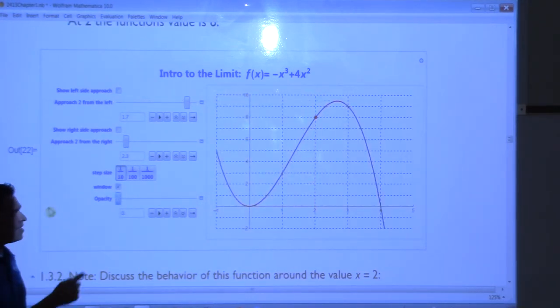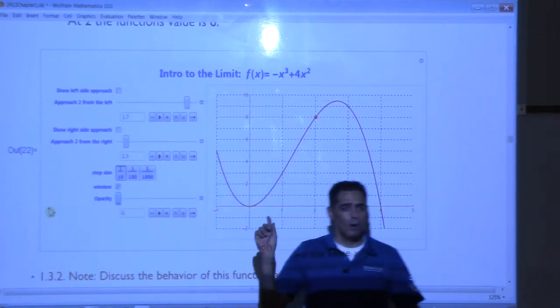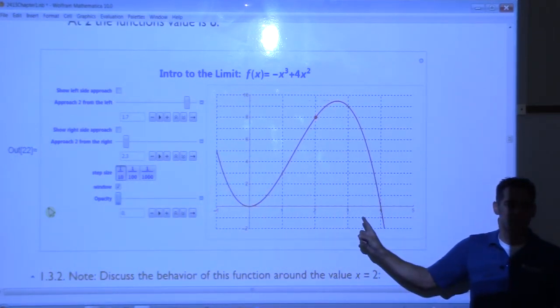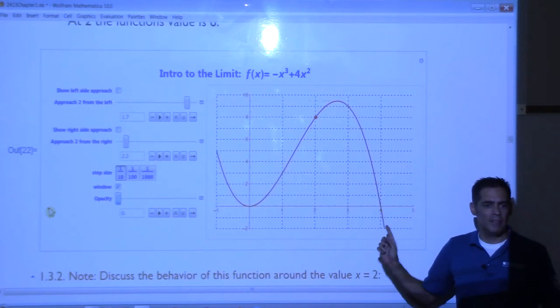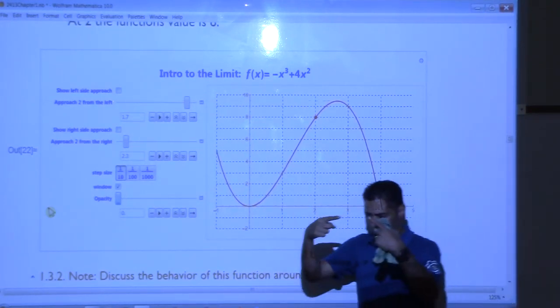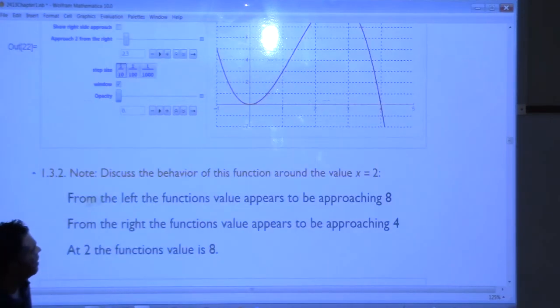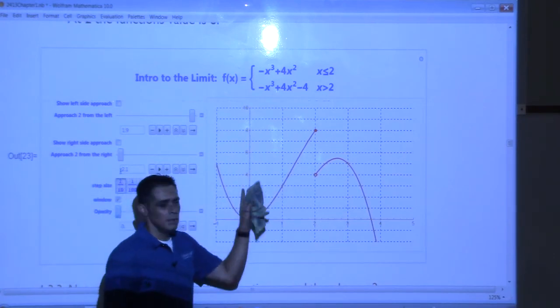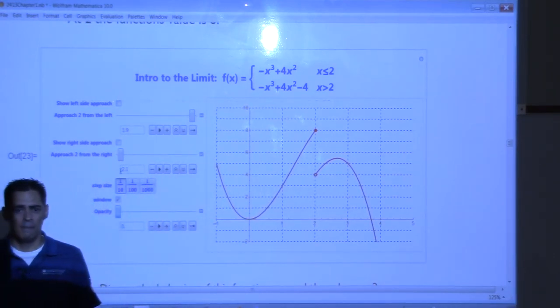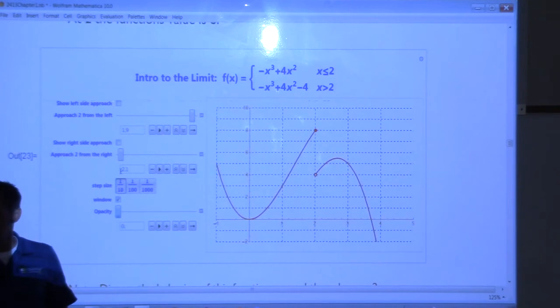What is the limit as x approaches 2 from the left? 8. What's the limit as x approaches 2 from the right? 8. What is the limit as x approaches 2? 8, because the left and right are the same. Okay, what is the limit as x approaches 2 from the left? 8. The limit as x approaches 2 from the right? 4. What is the limit as x approaches 2? It does not exist.